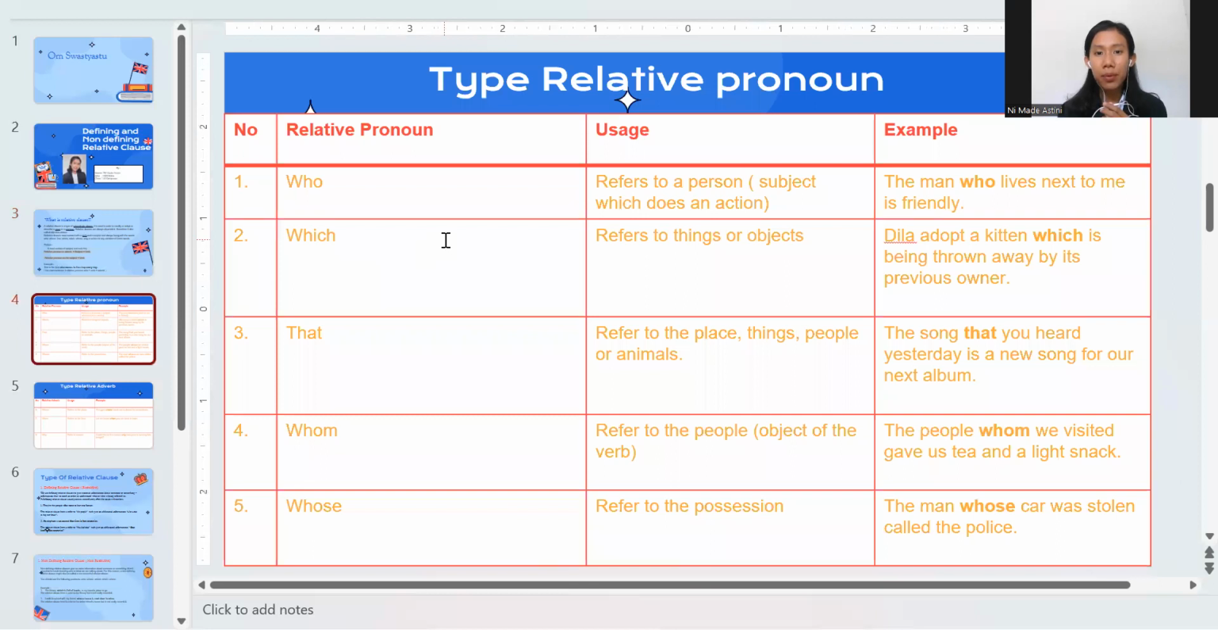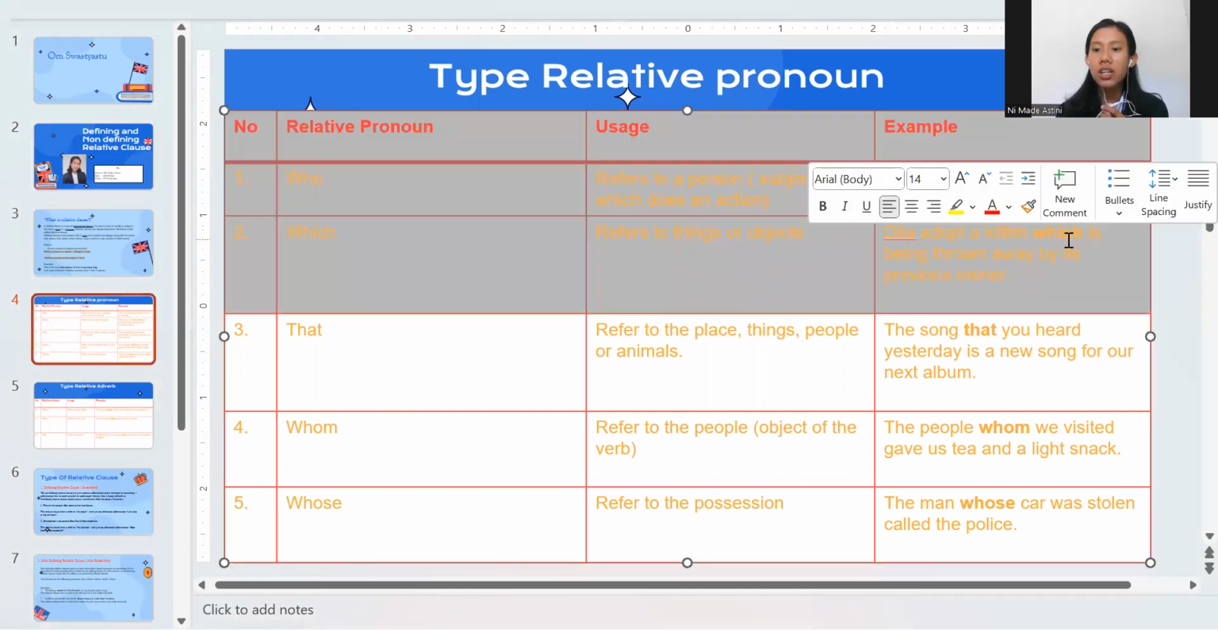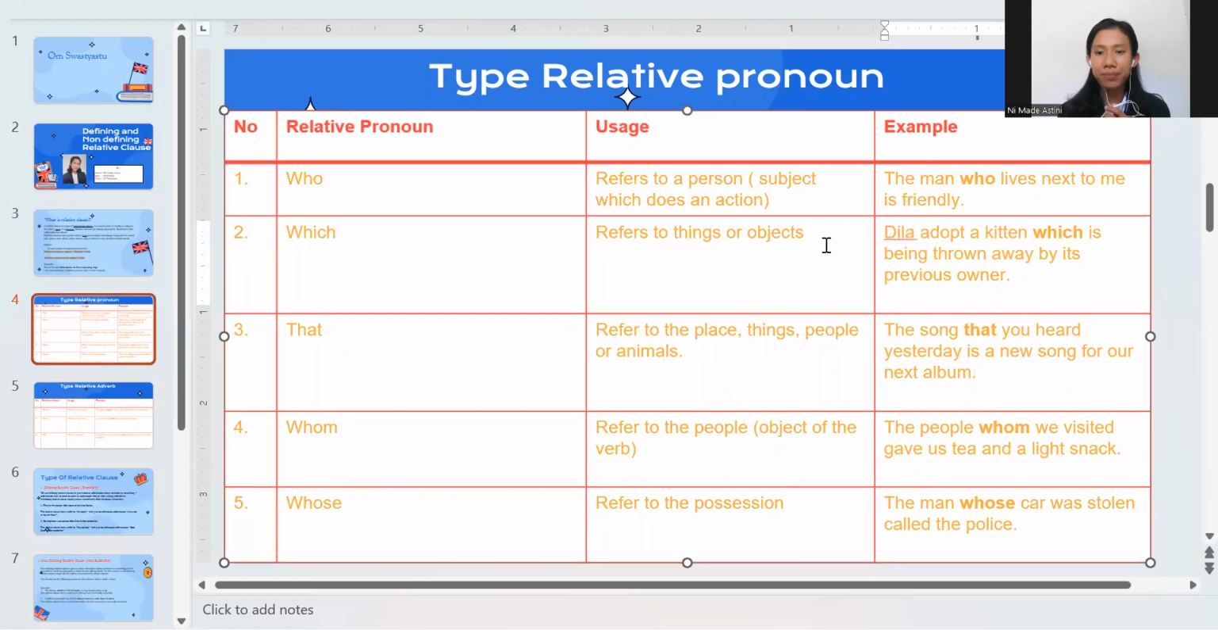The next one is types of relative pronouns. There are some types of relative pronouns. The first one is who. Who is referred to a person or subject which does an action. For example, the man who lives next to me is friendly. So who here is referred to the man. Number two, which is referred to things or objects. Dila adopted a kitten which was thrown away by its previous owner. So which here belongs to the kitten, which is described as an object.